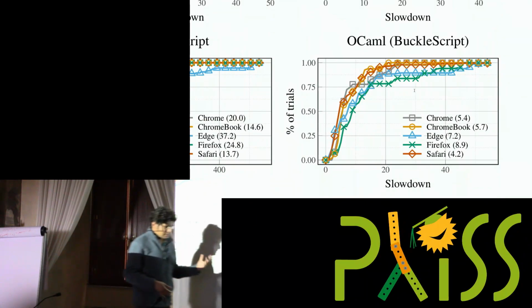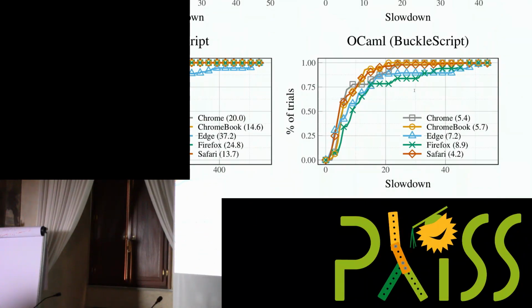This is what's called a CDF, a cumulative density function of our experiment. Here's how you interpret the graph. Each line is for a different platform. We ran it on all the four major platforms, and we threw in an inexpensive Chromebook because part of the motivation is we want students to be able to use this on inexpensive hardware. The median slowdown is what's in parentheses. On average, the slowdown of OCaml using the BuckleScript compiler is 4x on Safari and up to almost 9x on Firefox.